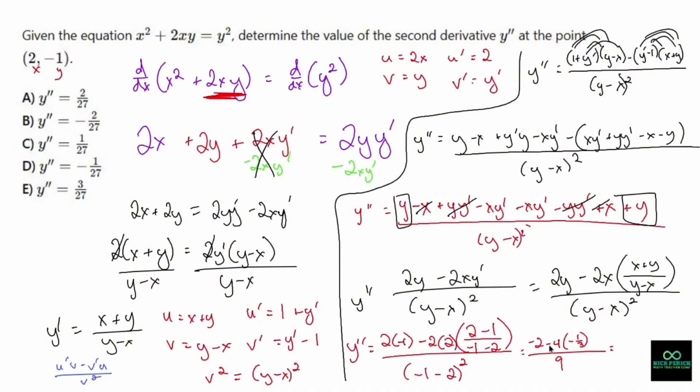So we've got negative 2 plus 4/3 over 9, which is negative 2/3 over 9, which means we multiply the top and the bottom by 1/3, so negative 2 over 27.